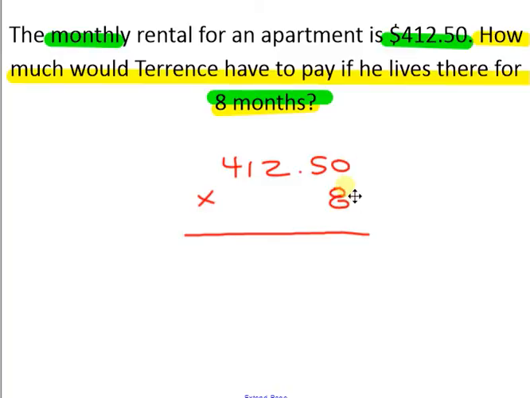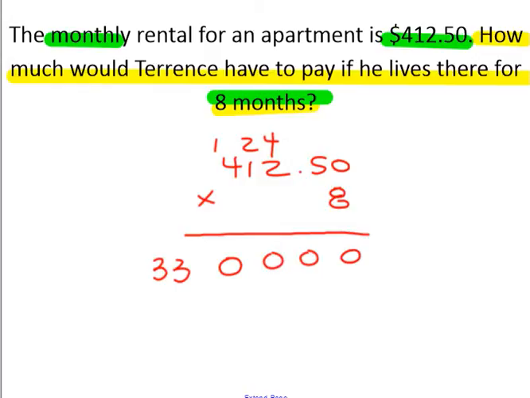So 8 times 0 is 0. 8 times 5 is 40. Carry the 4, put the 0 on the bottom. 8 times 2 is 16 plus 4 is 20. Carry the 2, put the 0 on the bottom. 8 times 1 is 8 plus 2 is 10. Carry the 1, put the 0 on the bottom. 8 times 4 is 32 plus 1 is 33.